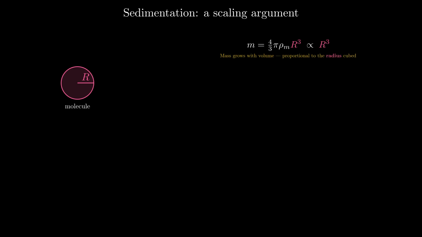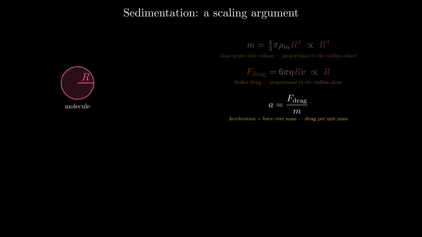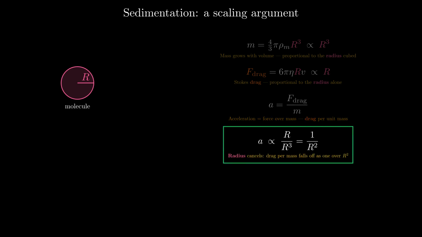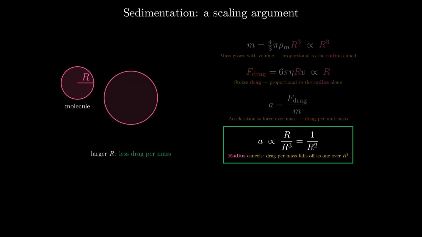Sedimentation hides a beautiful scaling argument. Model a molecule as a tiny sphere of radius r. Its mass grows with its volume, so the mass is proportional to r cubed, but its Stokes drag is proportional to r alone. Since acceleration equals force divided by mass, the drag per unit mass scales as r divided by r cubed, which collapses to 1 over r squared. So larger molecules feel relatively less drag per unit mass and settle differently from smaller ones. That size-dependent settling is exactly what laboratory machines exploit to separate molecules by their molecular weight.